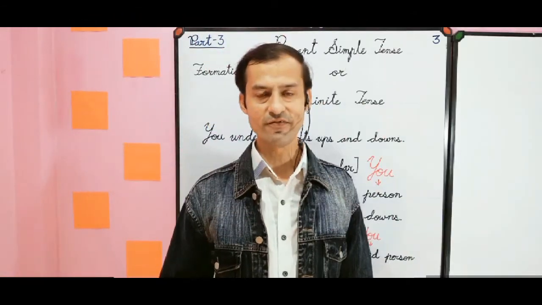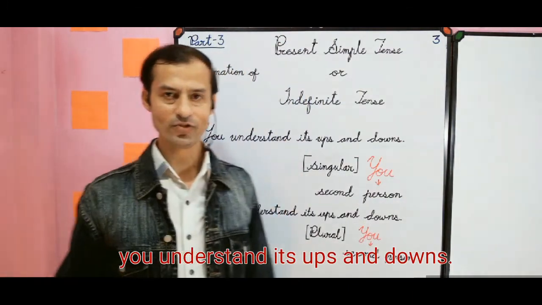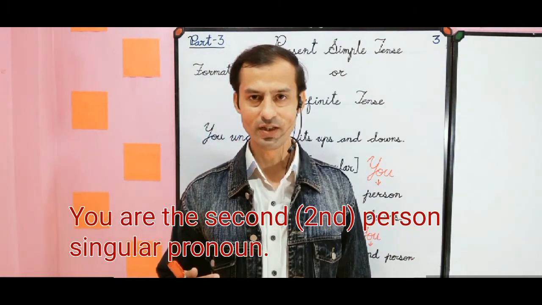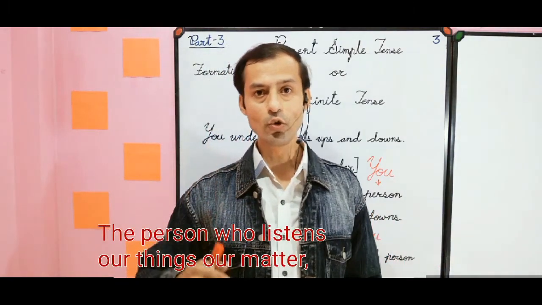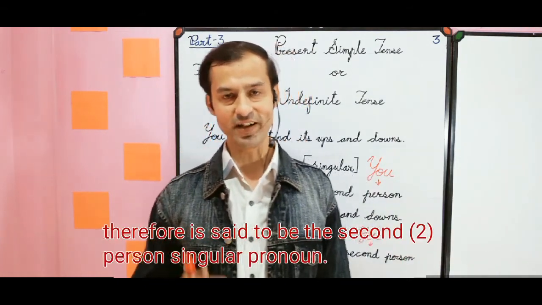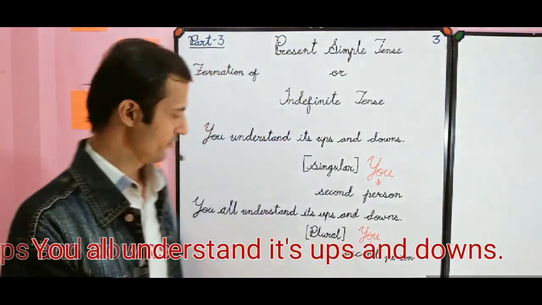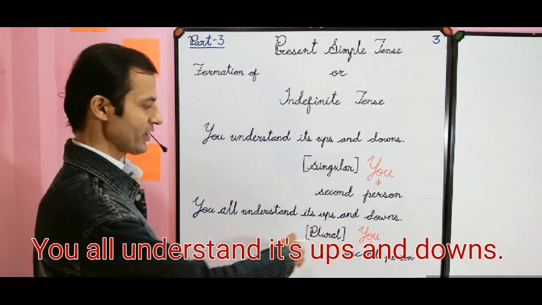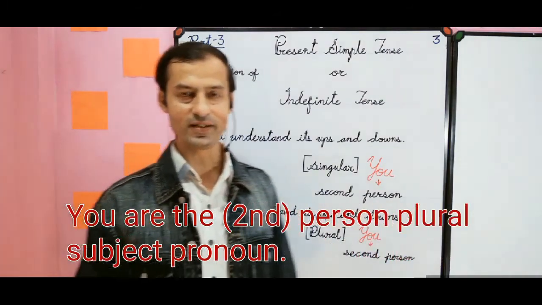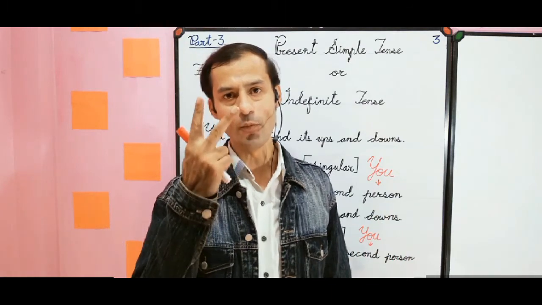So in the first sentence, you understand its ups and downs. In this sentence, you is the second person singular pronoun, the person who listens to our things, our matter, and is therefore said to be the second person singular pronoun. And in the second sentence, you all understand its ups and downs. In this sentence, you is the second person plural subject pronoun. It indicates two or more persons.